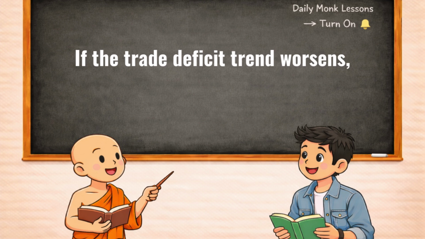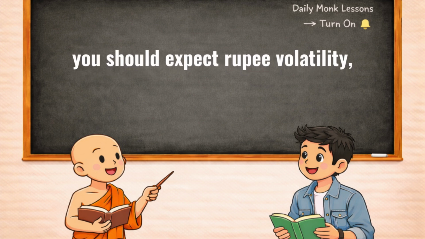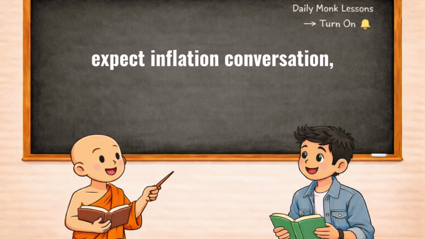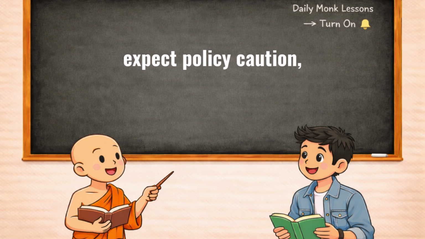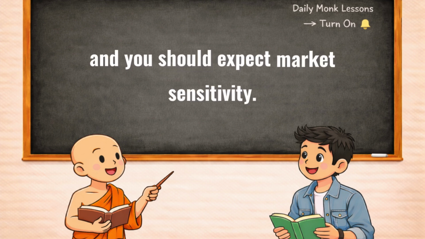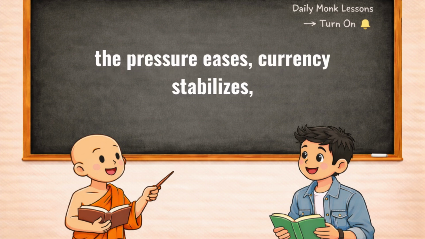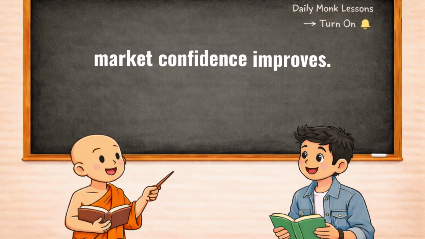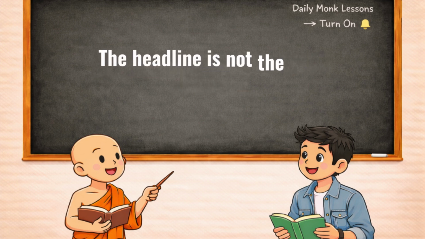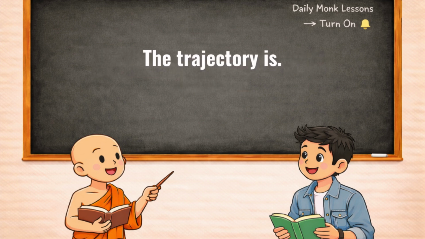Now let me bring this to you directly. If the trade deficit trend worsens, you should expect rupee volatility, expect inflation conversation, expect policy caution, and expect market sensitivity. If it stabilizes, the pressure eases, currency stabilizes, market confidence improves. The headline is not the risk, the trajectory is.